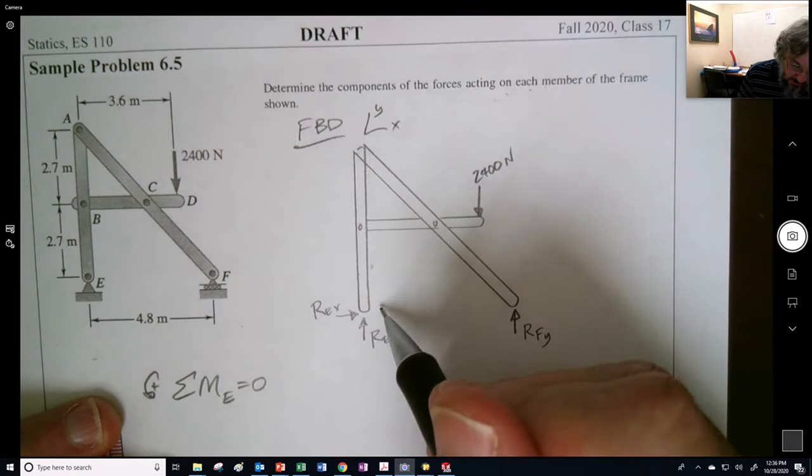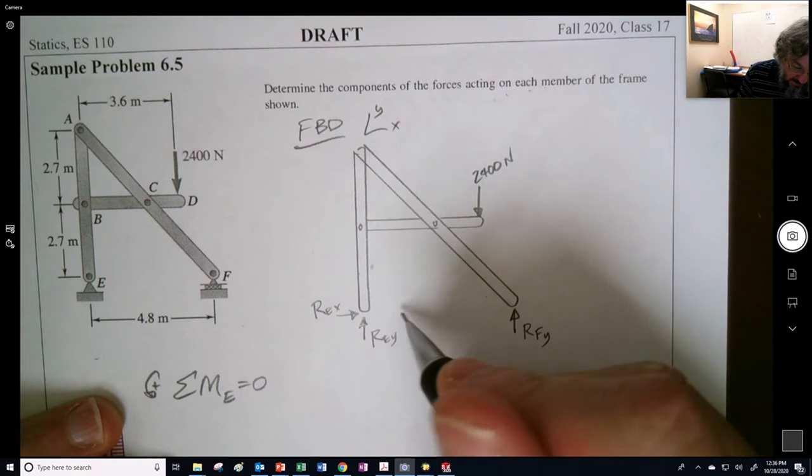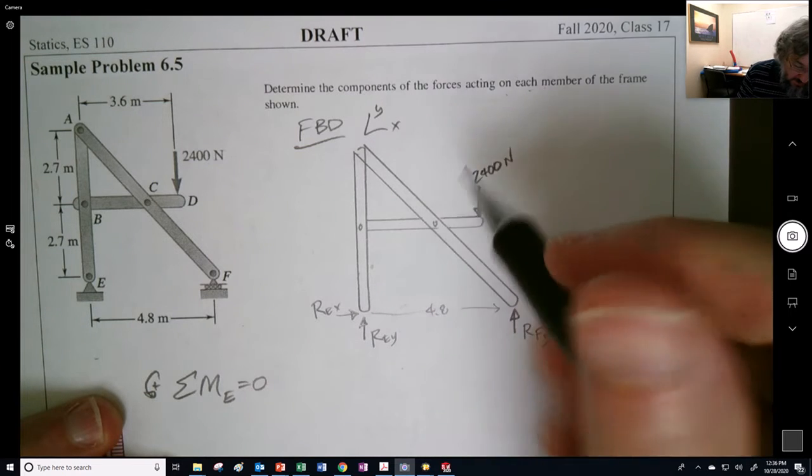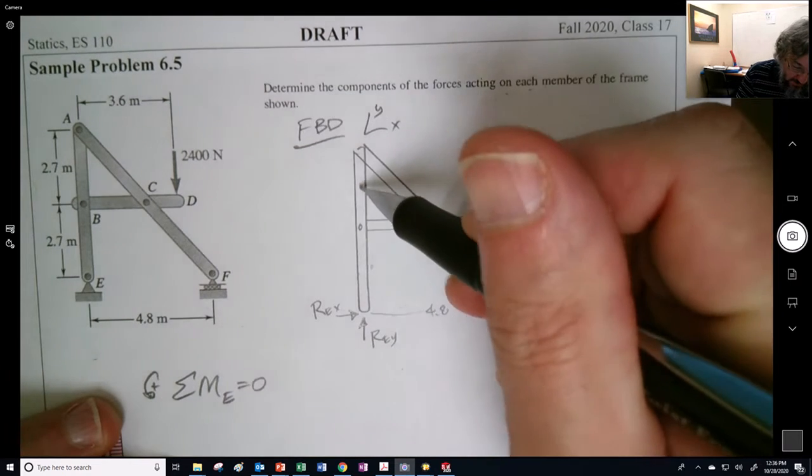And let's see, so the distances that I need, this distance right here, 4.8 meters. And I also need this distance right here.